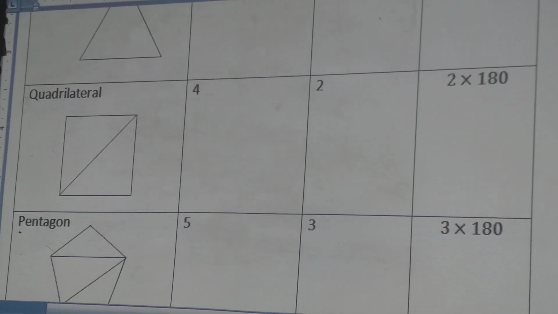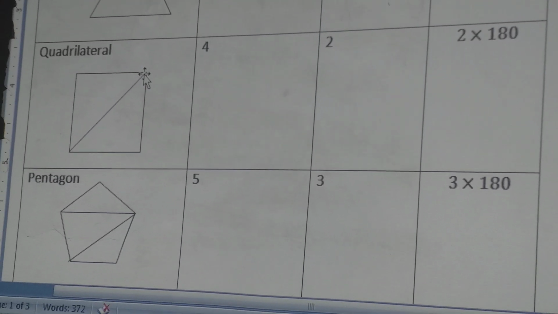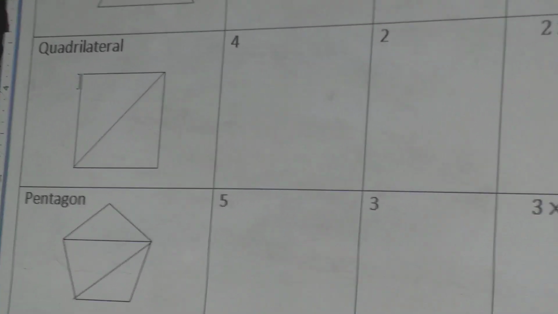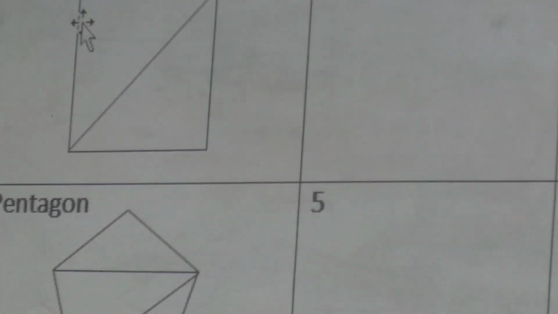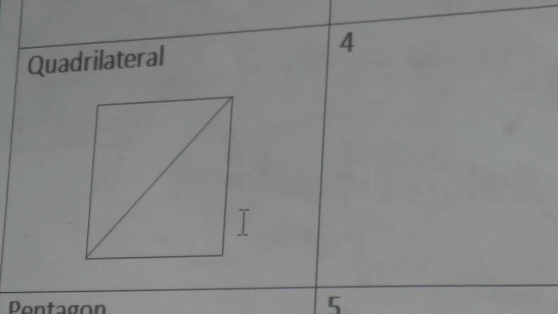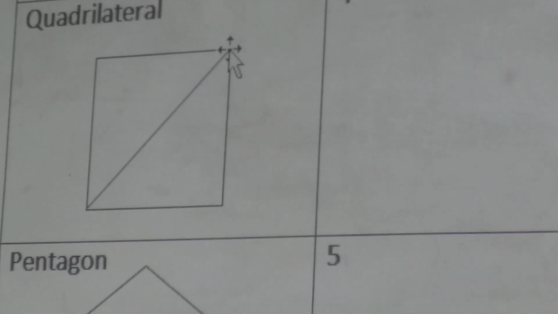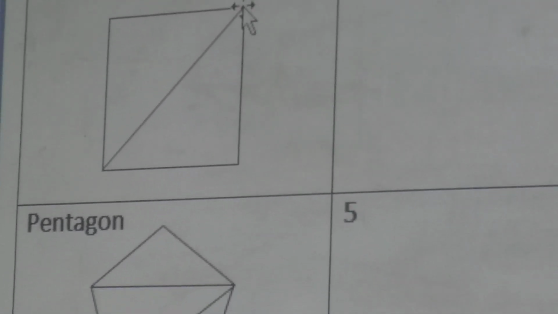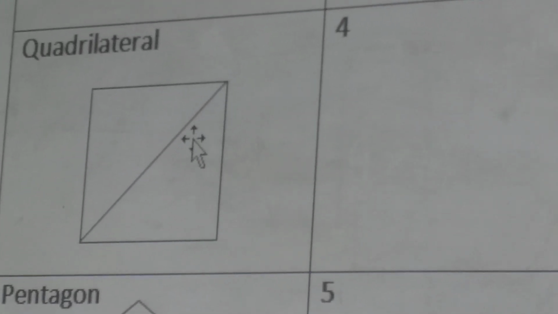Let's go on to a quadrilateral. For a quadrilateral, we can draw a line from this vertex to that vertex. But we cannot draw another line from another vertex like this one to that, because it will cross this one. We said we do not want any line that crosses another line. So we just want a line that starts from one vertex to the other.